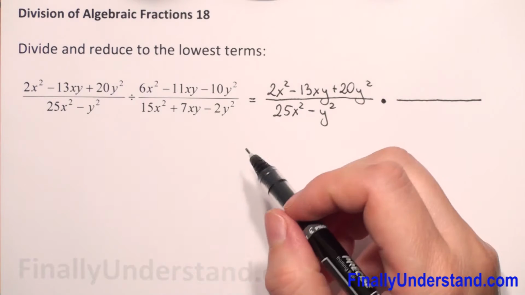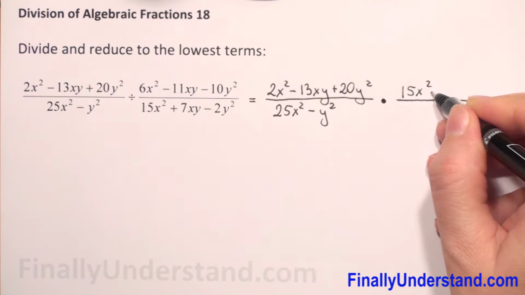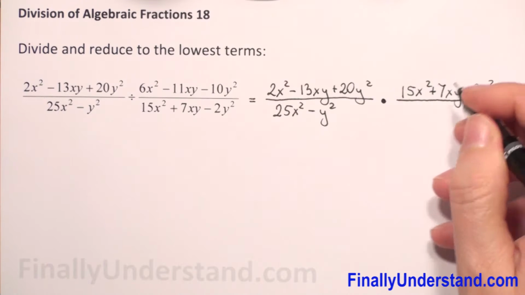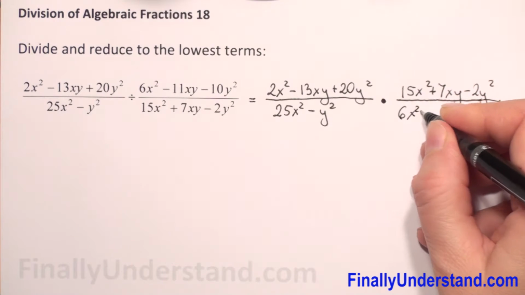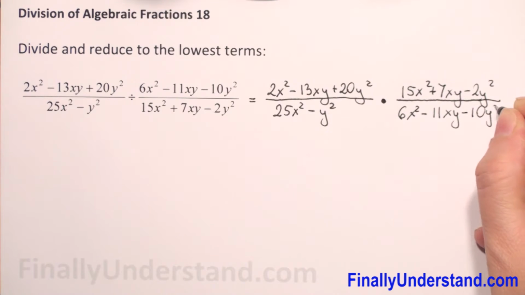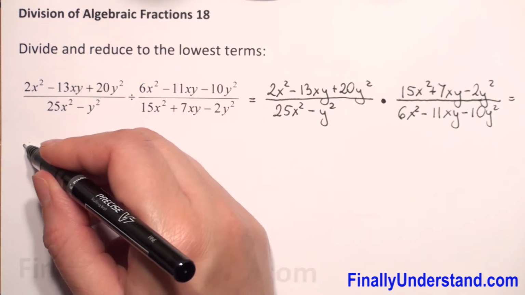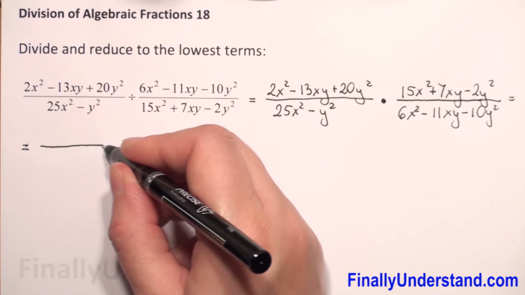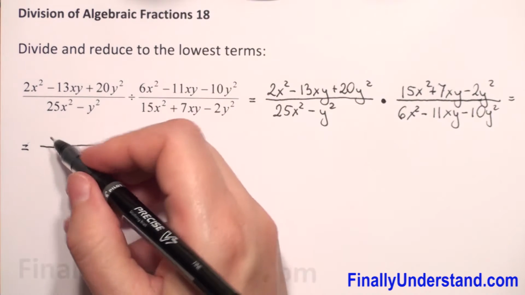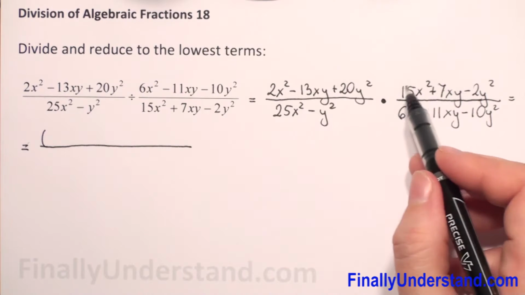So the denominator will go to the numerator, so it will be 15x squared plus 7xy minus 2y squared over 6x squared minus 11xy minus 10y squared. Now we have multiplication. How do we do multiplication? We have to multiply numerator times numerator and denominator times denominator. So we have to put in parentheses because this whole expression we have to multiply by that whole expression.